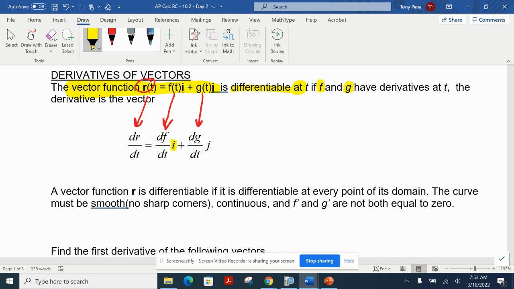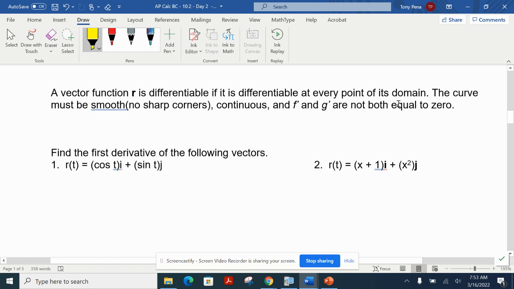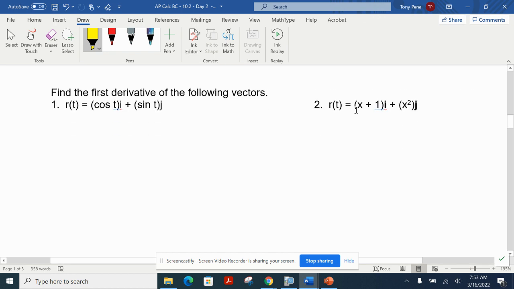And then again, this tells us that this is our x rate of change. This would tell us that this is our y rate of change. Okay. A vector function r is differentiable if it is differentiable at every point in its domain. Similar stuff. It needs to be a smooth curve, continuous, and then the derivative of those both must not be 0 or we don't have any movement at all. Okay.